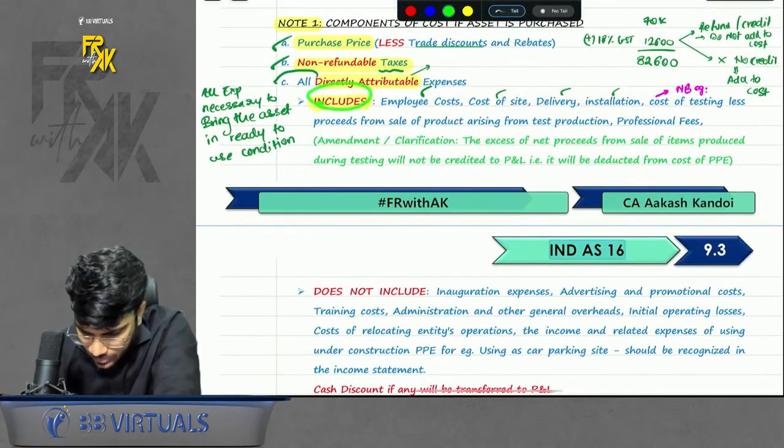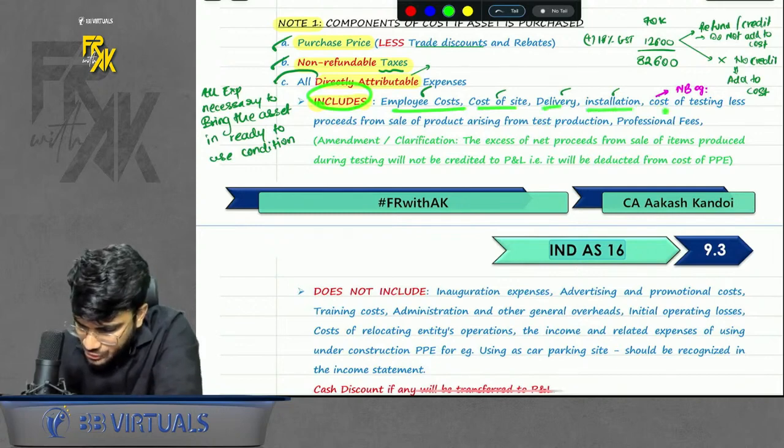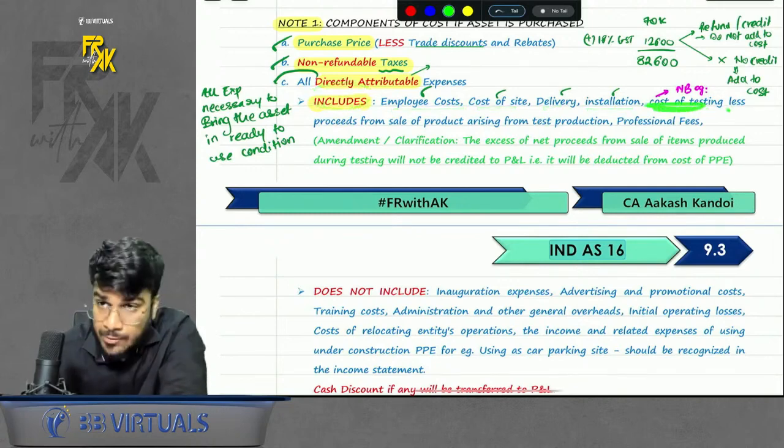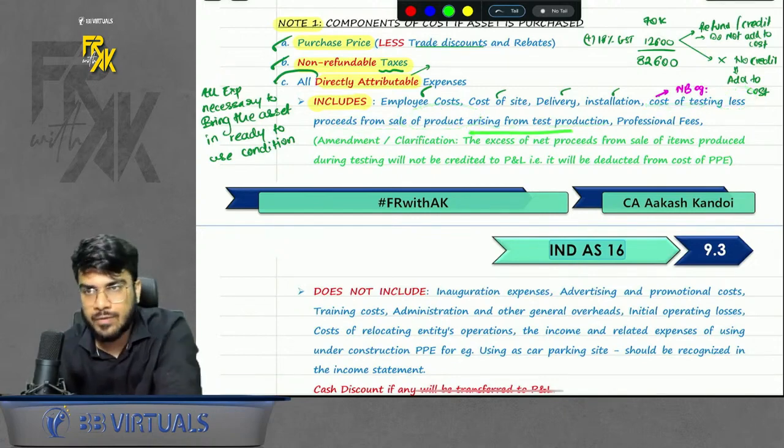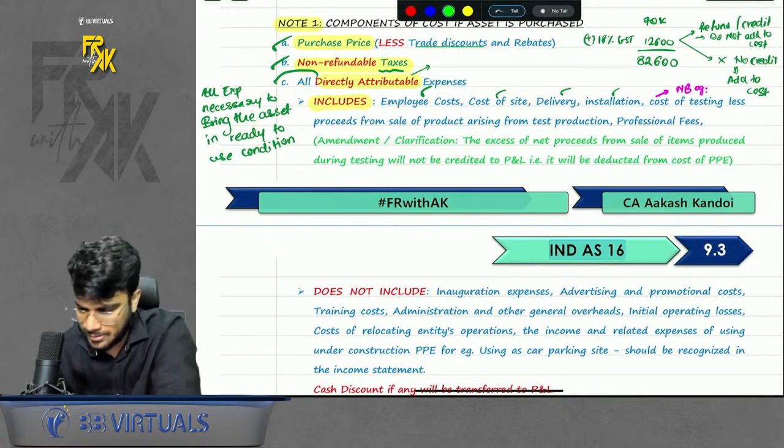See, it includes employee cost, cost of site, delivery, installation, cost of testing. Cost of testing is less proceeds from the sale of product arising from test production. That means testing income. You will reduce it. Okay, in the notebook we have already discussed the example.